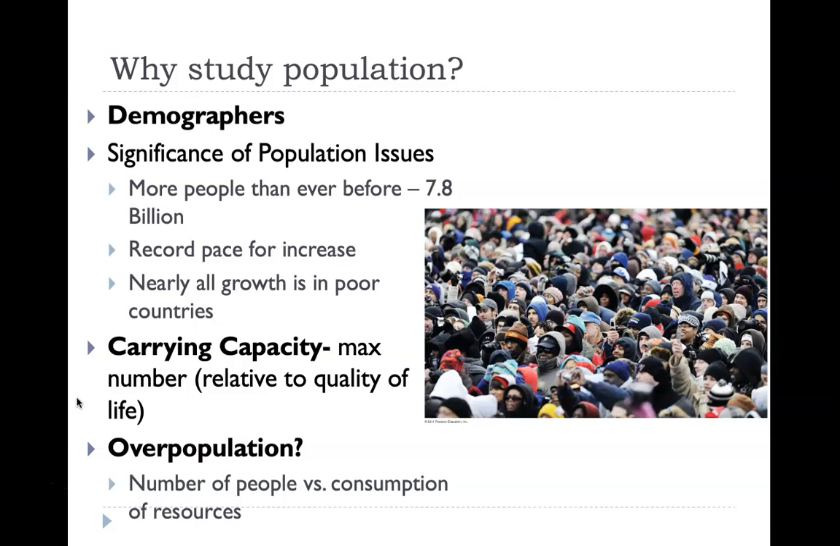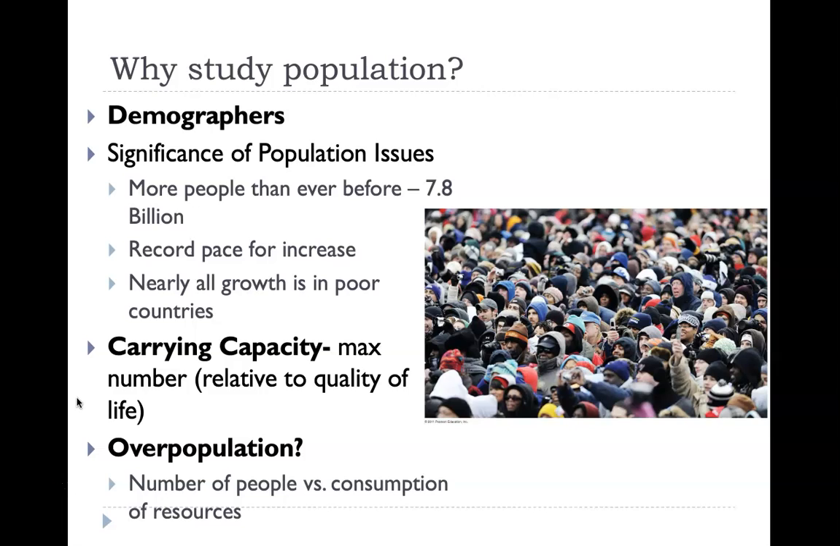Right. So again, we look at our population. We have about 7.8 billion people in the world. We are on a record pace for increase. That increase is happening in developing or less developed countries. Right. Another word we're looking at is carrying capacity. The max number of people that can fit on the earth, and this is relative to quality of life too. You could fit a lot of people if we all lived very, very simply and maybe not as well as Americans do. Or our carrying capacity could be less if people take up more resources, right?